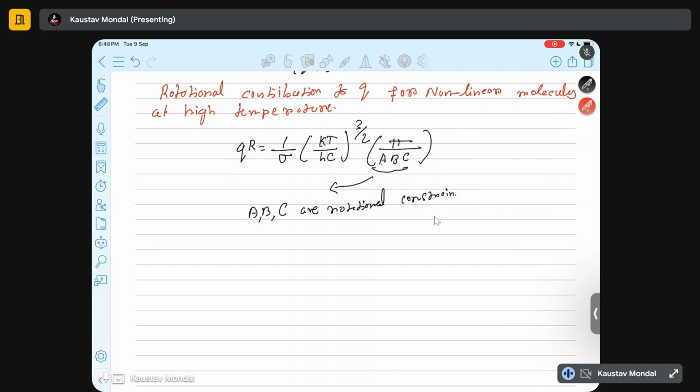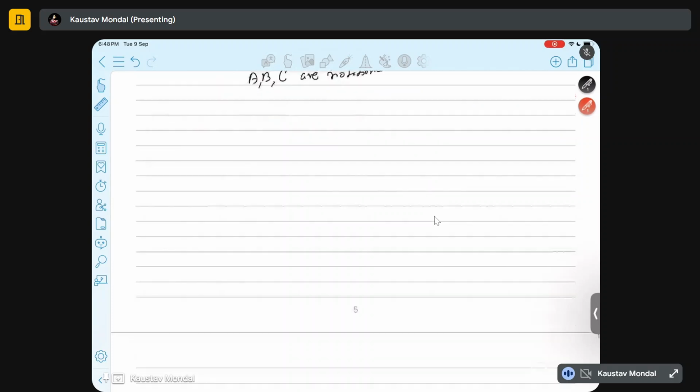So we will first do some problems. Okay, so problem 1, water, H2O. In this problem, the rotational constants are given.